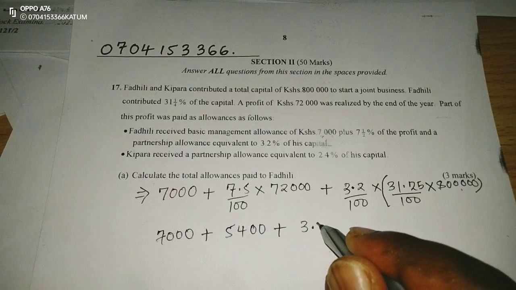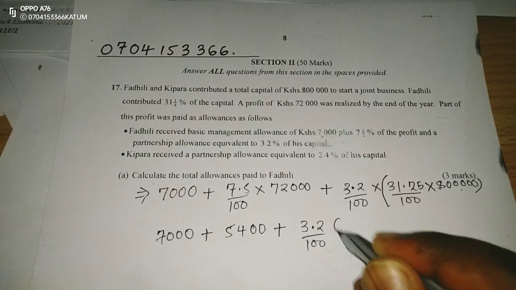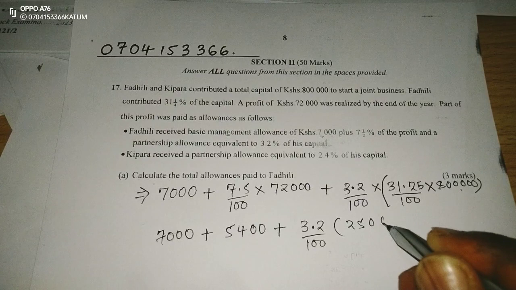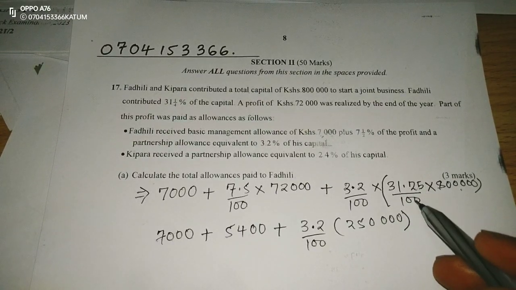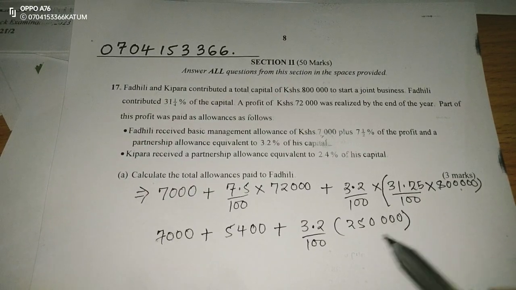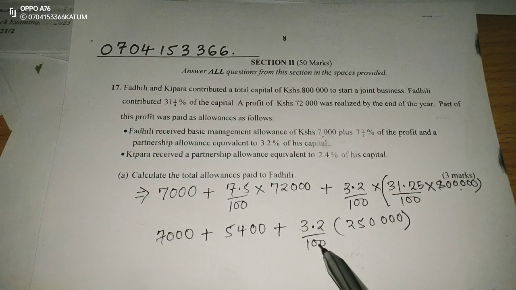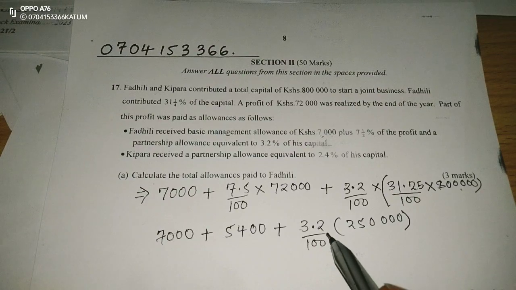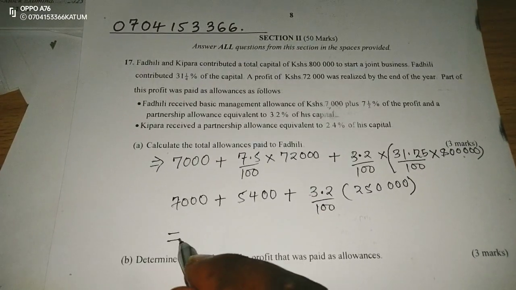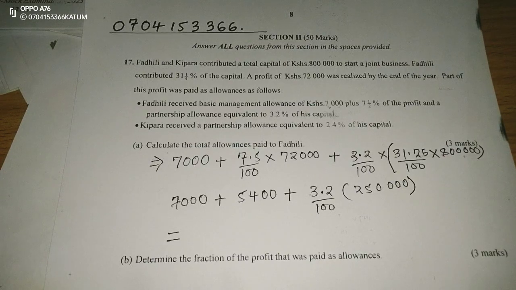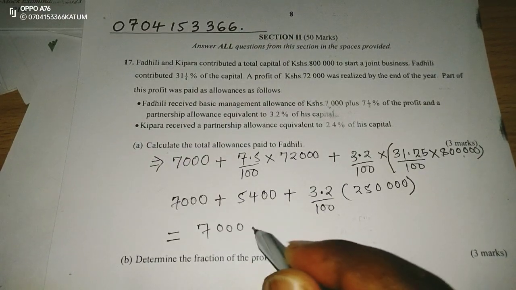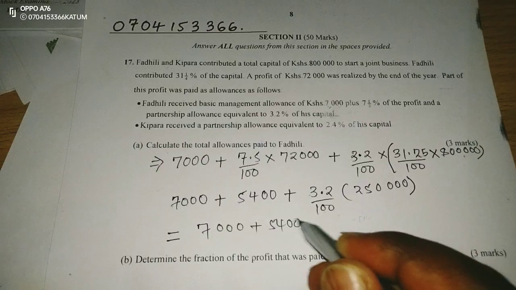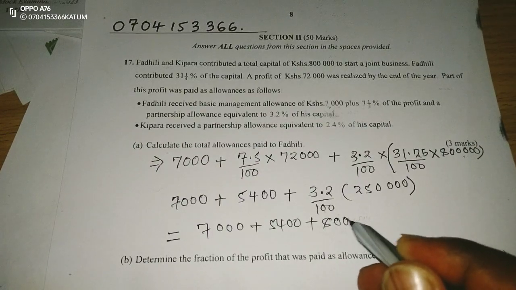Therefore 3.2% of 250,000. This is what he contributed. The 31.25% is now equivalent to this. Now 3.2% of this will be given to him as a partnership allowance. So we can get the exact figure by multiplying by 3.2%. This is going to be 8,000. So it's 7,000 plus 5,400 plus 8,000.